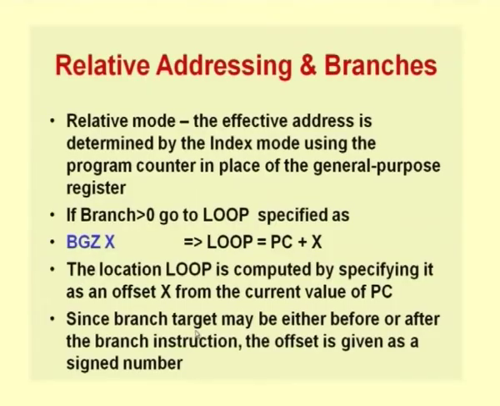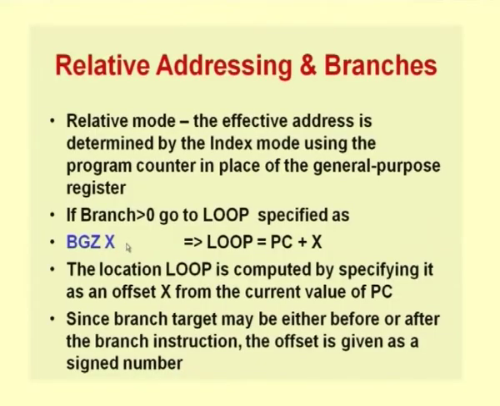Since the branch target may be either before or after the branch instruction, the offset is normally given as a signed number. So, this value x could be both positive or negative. If it is positive, you would be moving forward in your instruction sequence. If the value is negative, you would be moving backward in the instruction sequence, especially when you are looking at a backward branch, for instance, at the end of a for loop. The value of x would be negative in that case when this kind of loop gets coded in assembly.